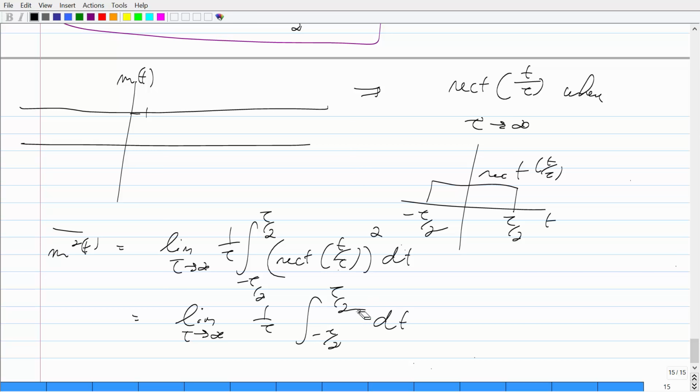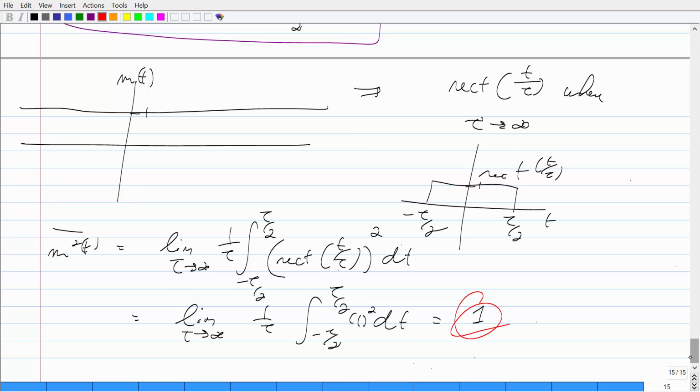It's only defined between here and here. It's just 1, and then it's squared because it's only defined between this bound, and if you square 1, it just becomes 1. Then when you integrate this, what does this become? It's just x evaluated from minus tau over 2 to tau over 2, so this becomes tau. When you actually evaluate this, the tau cancels out, so you just get 1. Okay?